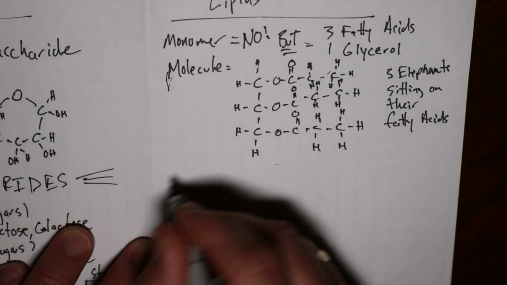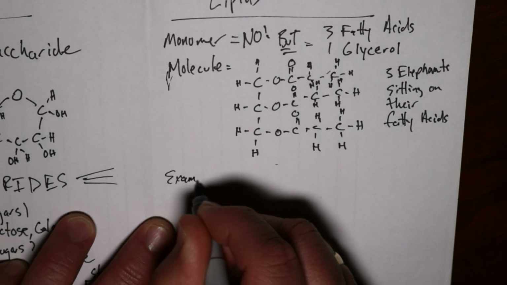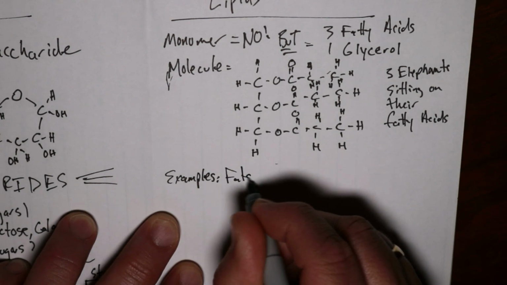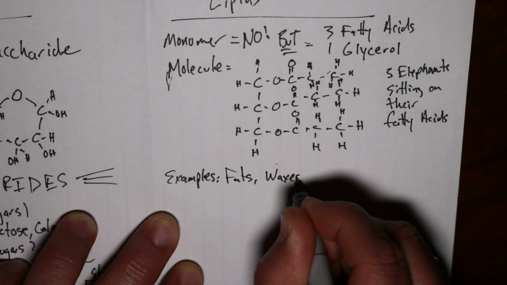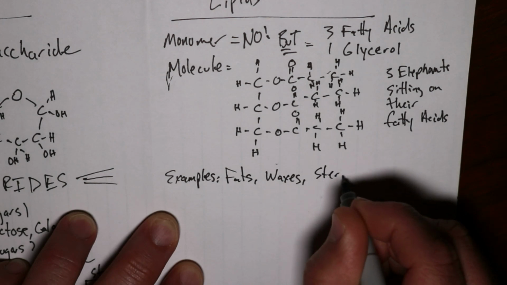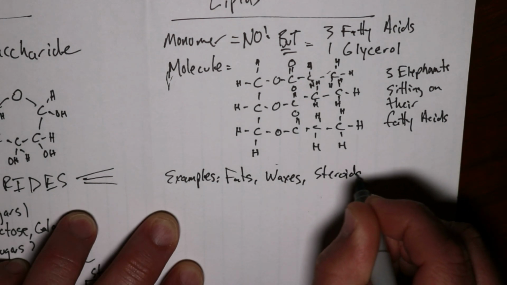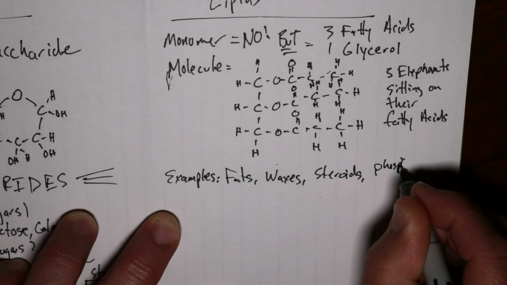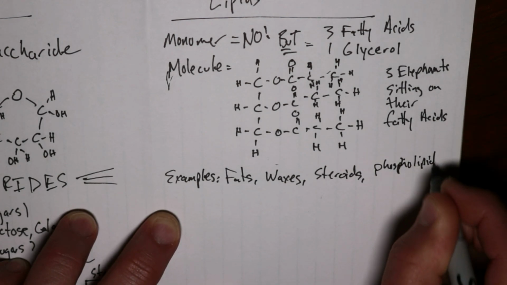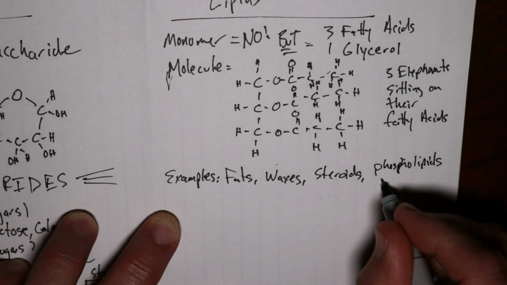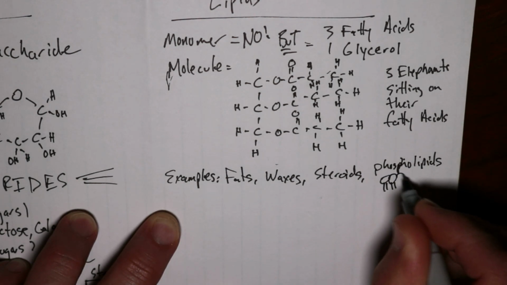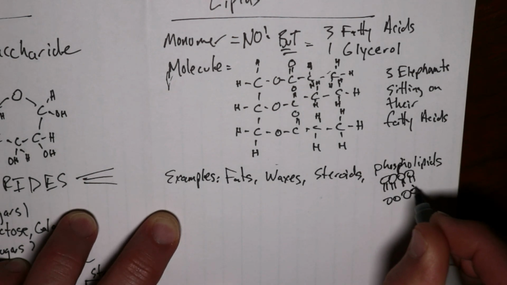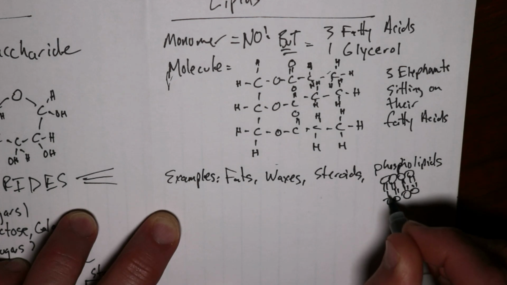All right, so let's put down our examples. So next, examples. Things like fats, waxes, steroids. And then I'm also going to put here phospholipids, right? Because the phospholipid bilayer. And I'm going to draw a little picture here just to remind us that that phospholipid bilayer is a fat.